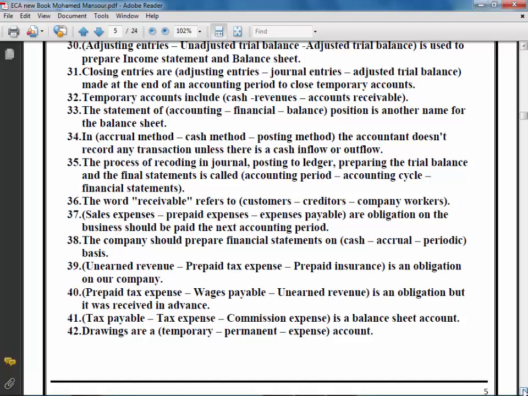Number 42. Drawings are a temporary, permanent, expense account. Of course, the temporary accounts are revenues, expenses, and drawings. So the choice here is temporary. The answer is temporary.